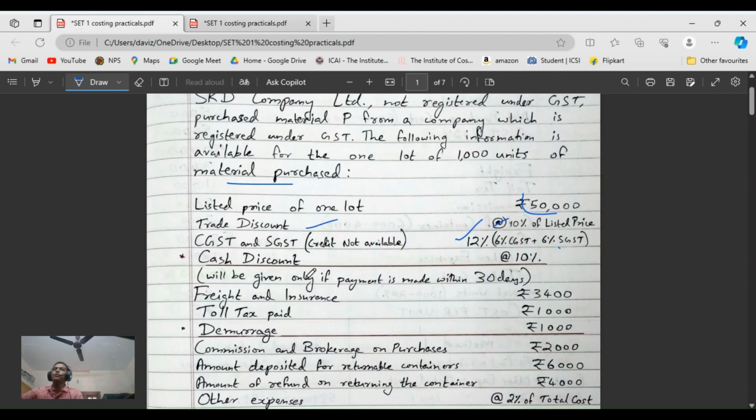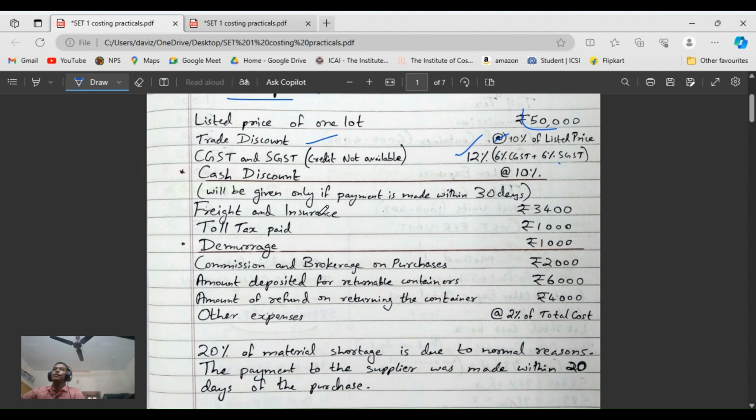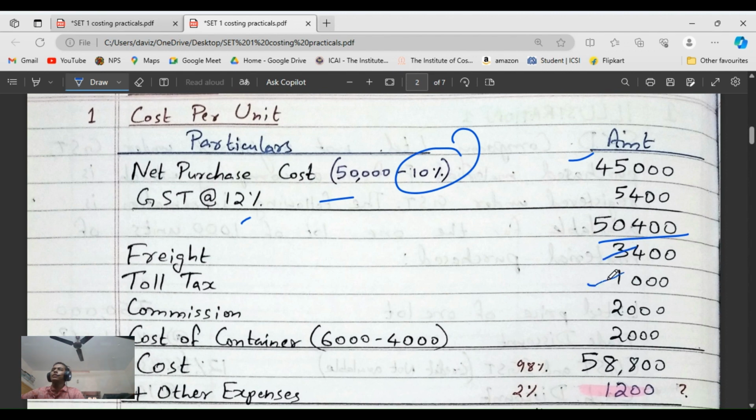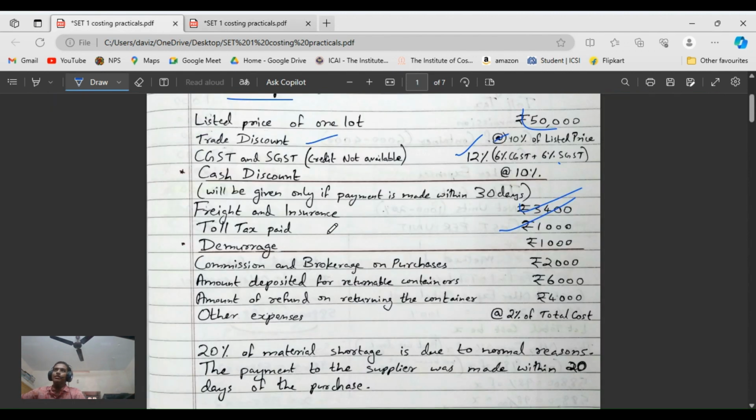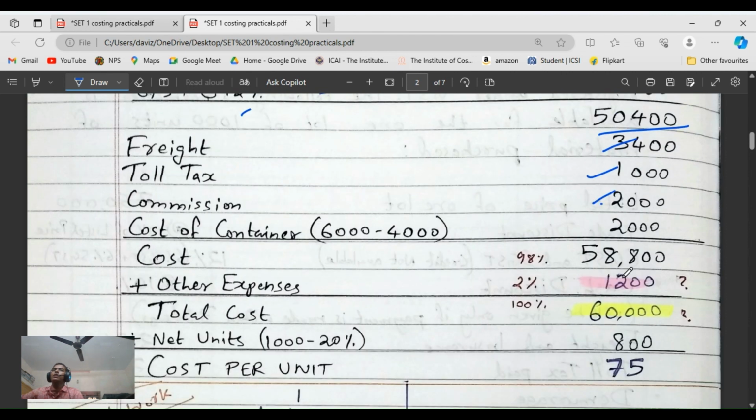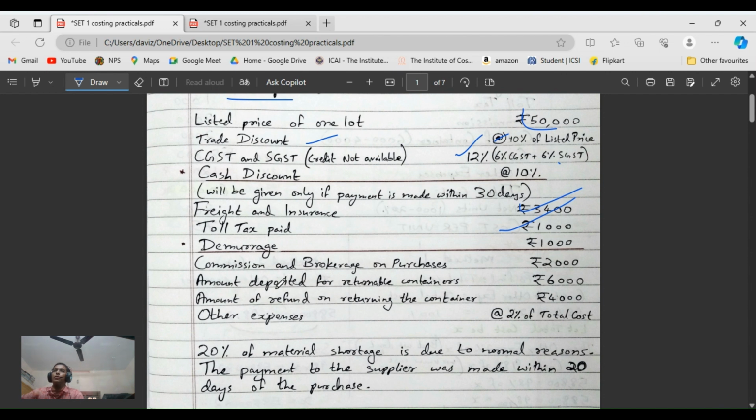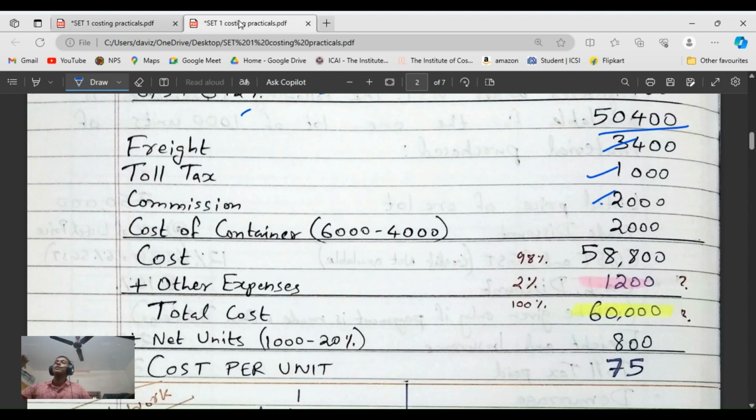Then we have to add freight and toll tax: freight 3,400, toll tax 1,000. Then commission and brokerage on purchase is 2,000, so we add that. The cost of container means the amount deposited for returnable containers and the amount of refund on returning the containers, 6,000 and 4,000. So the difference is 2,000. That also is added. So the total is 58,800.